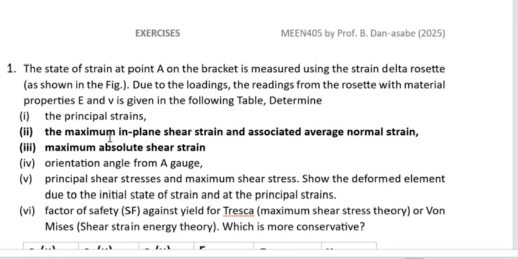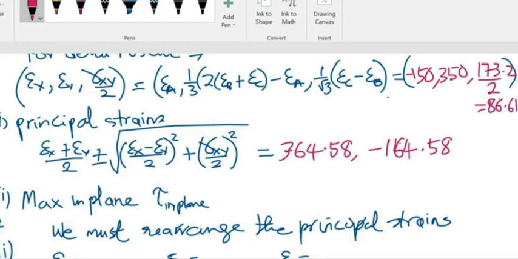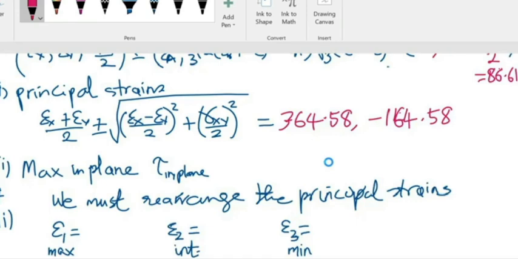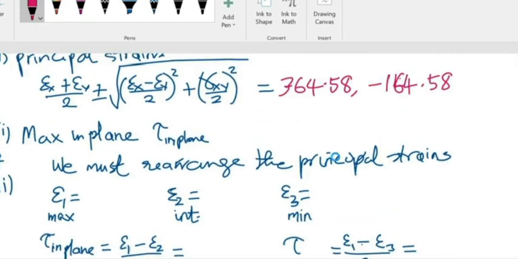For the next question, we are asked to determine the maximum in-plane shear strain. In this case, we are going to look at a Mohr circle and the maximum absolute value. Since we know the two principal strains, we can rearrange them. The first one is the maximum, which is 364.58 micron. Remember, there is micron on both.